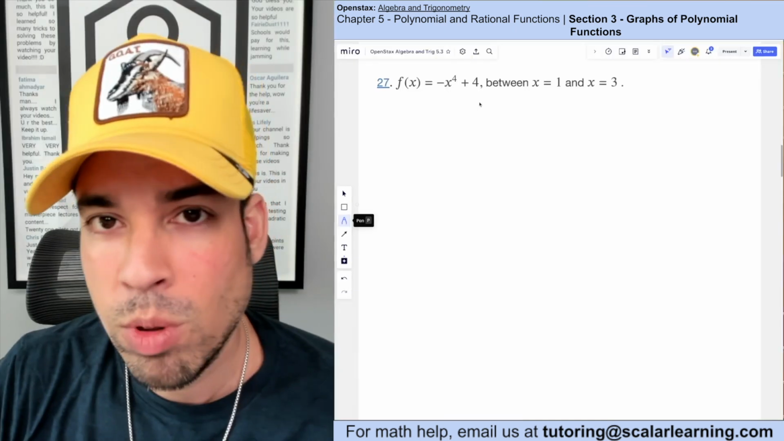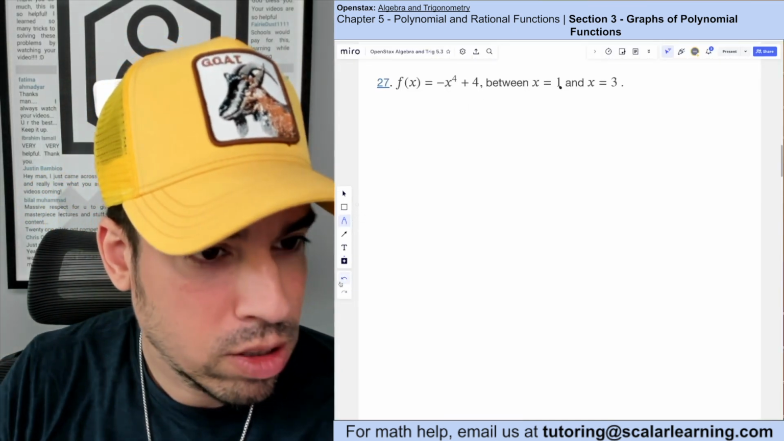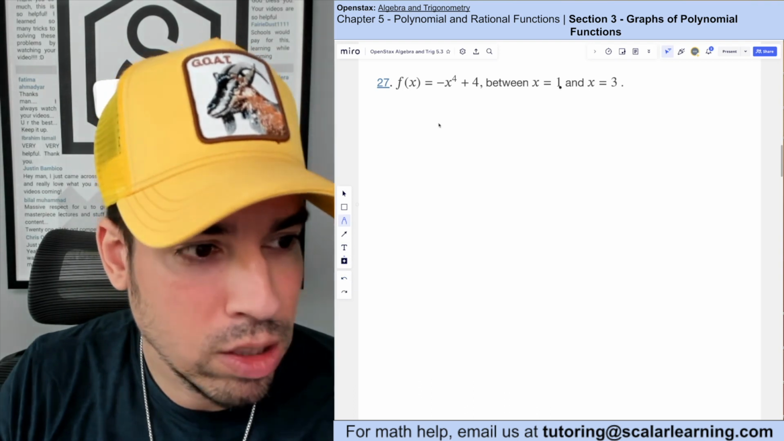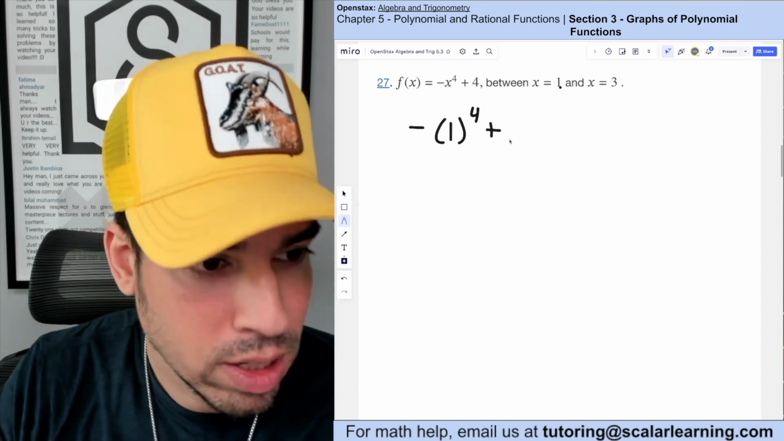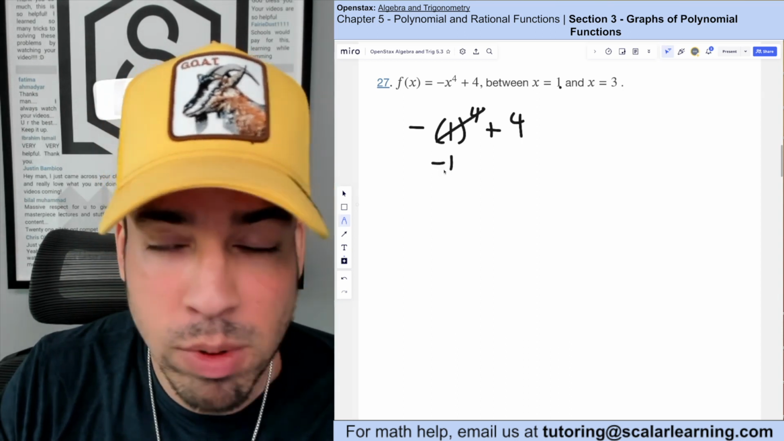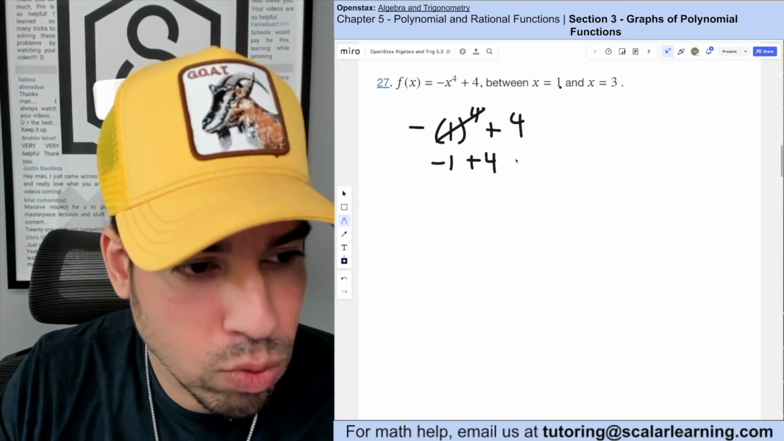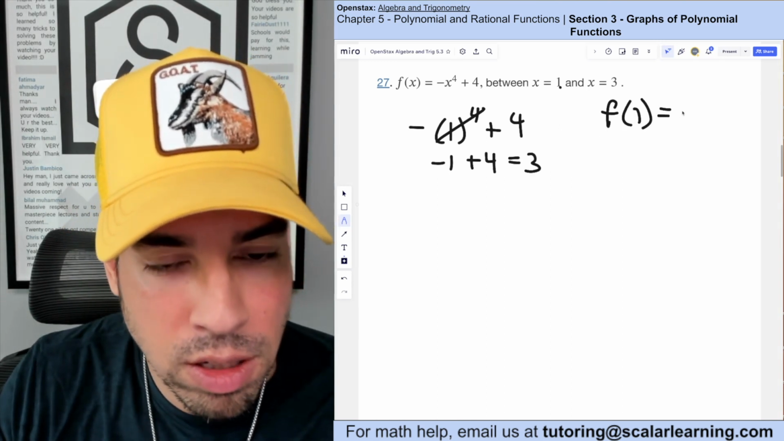Boom, done. For this one, once again, we're using the intermediate value theorem, and we're going to plug and chug these values because the interval is from 1 to 3. So if I plug in 1, right, I get 1 to the 4th with a negative in front plus 4. That's just 1 negated, right? We applied the negative after the fact. Negative 1 plus 4 is 3. So f of 1 is 3.